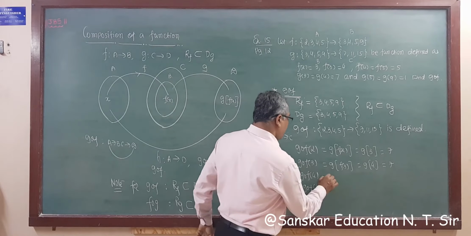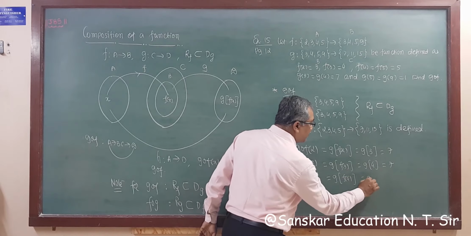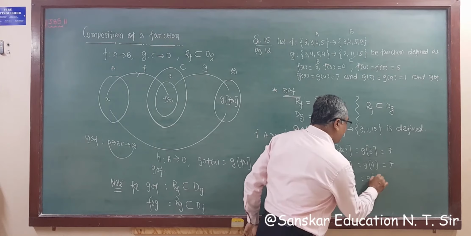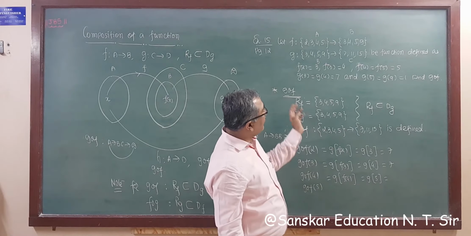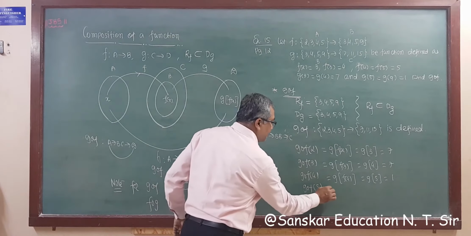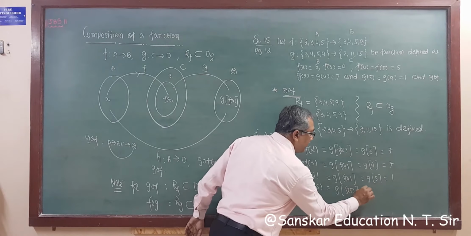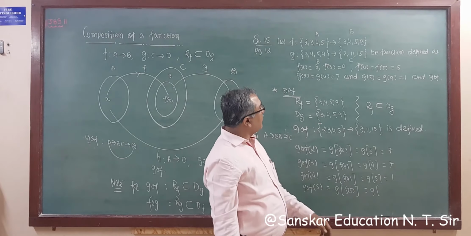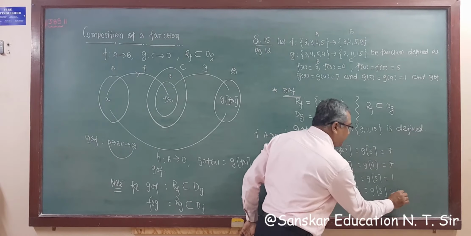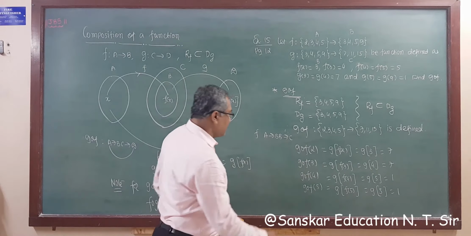Now G over F of 4. So this is G of F of 4, which is equal to G of. Now what is F of 4? F of 4 is 5. So this is G of 5. G of 5 is 1. So the answer is 1. Right? And G over F of 5. So this is G of F of 5, which is equal to G of. Now what is given? F of 5 is the same, 5. And G of 5 is 1. Because we wrote here G of 5 is 1. So here also G of 5 is 1. Right? So what is your answer?